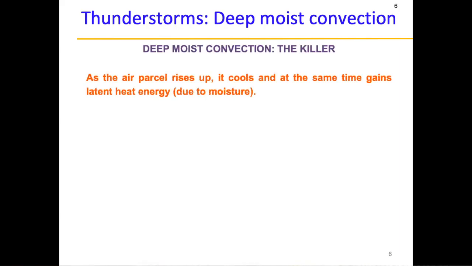So what is the killer here? Deep moist convection. Deep moist convection, as I talked about, as the air parcel rises, it cools, and the air parcel is not moving straight. I already talked about it. It keeps on moving in a rotational manner, creating this vortex pattern, which is what we call a mesocyclone.